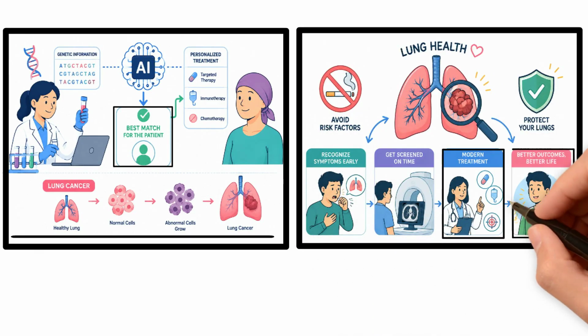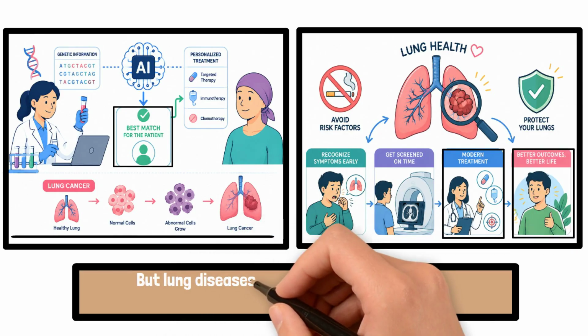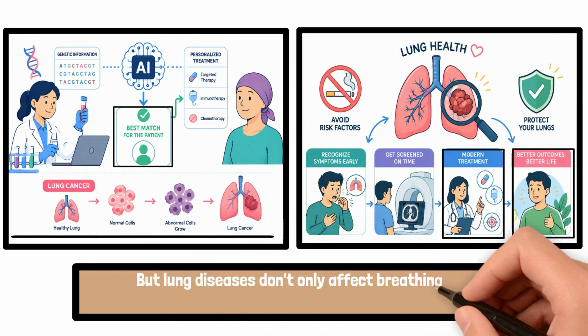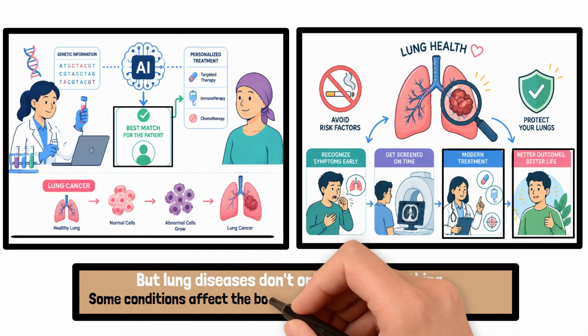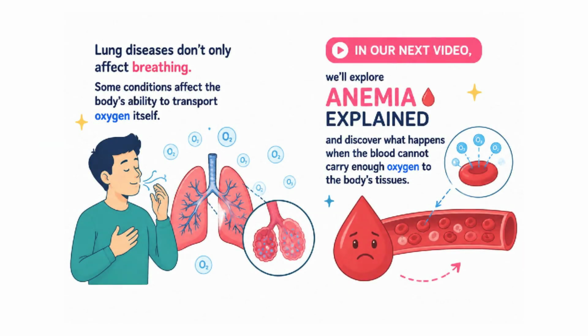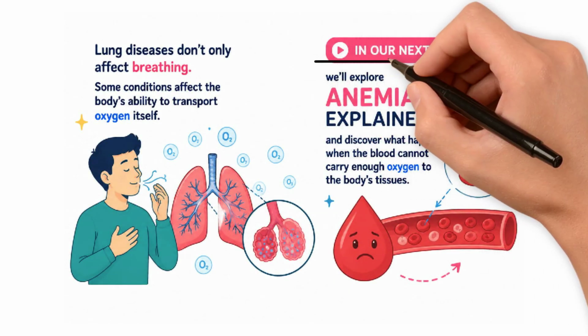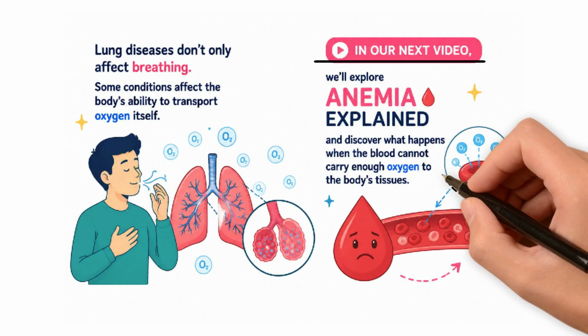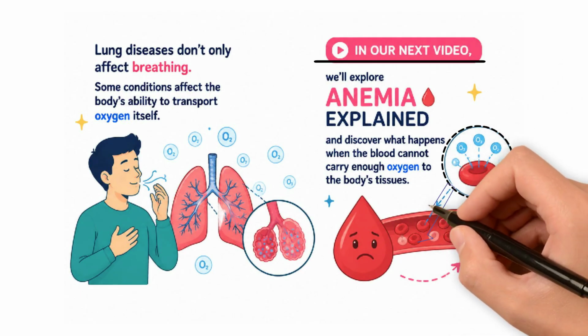and treatment technologies. But lung diseases don't only affect breathing. Some conditions affect the body's ability to transport oxygen itself. In our next video, we'll explore Anemia Explained and discover what happens when the blood cannot carry enough oxygen to the body's tissues.